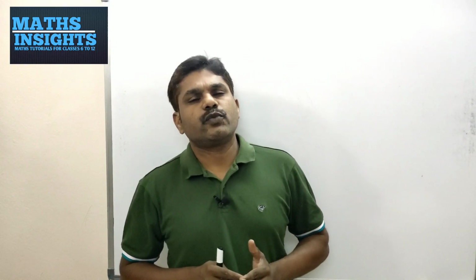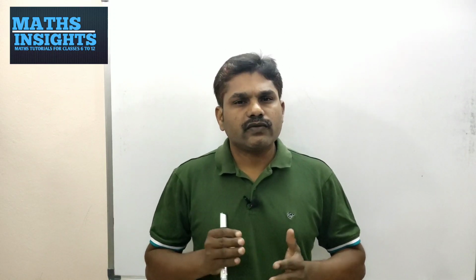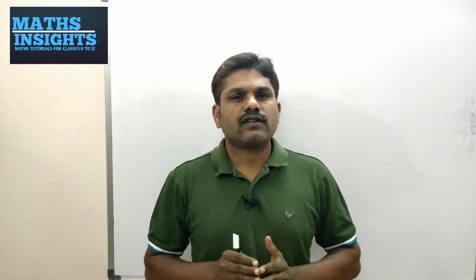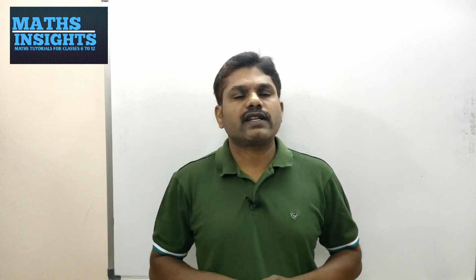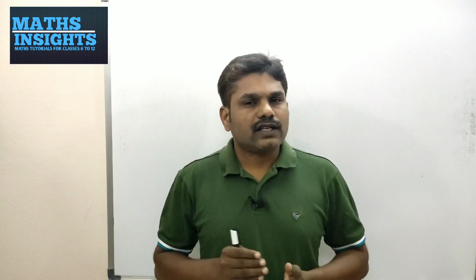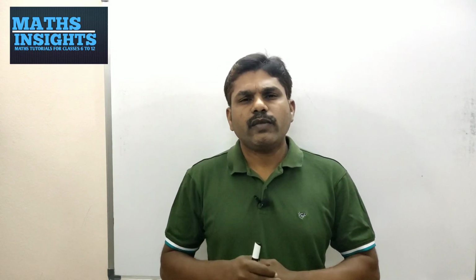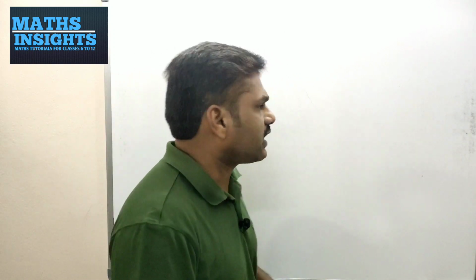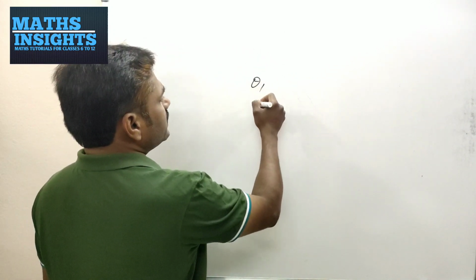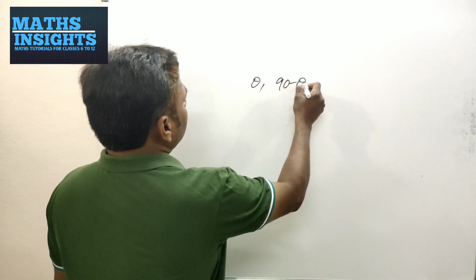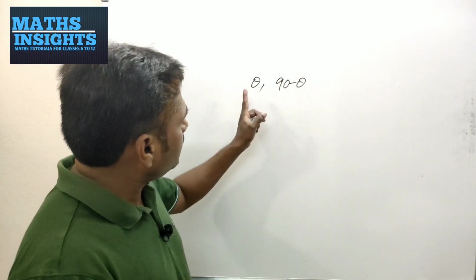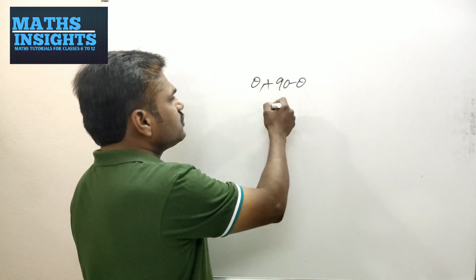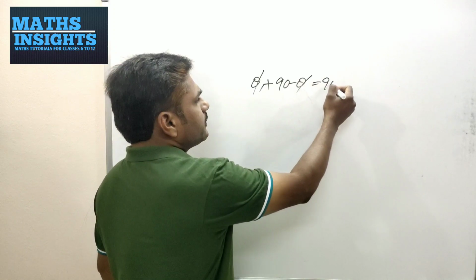Any two angles are said to be complementary if their sum is 90 degrees. Suppose theta is one angle, then 90 minus theta will become the other complementary angle. Why? Because if you add those two angles, then your answer is 90. Therefore I am assuming theta, then the other angle which is complementary to this theta is 90 minus theta. Why? Because on adding these two you will get 90.